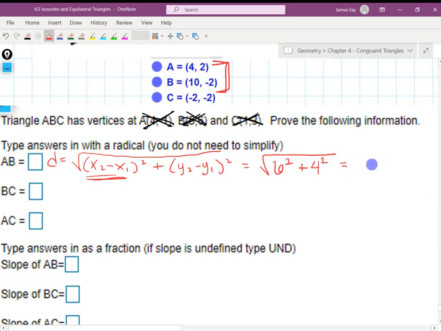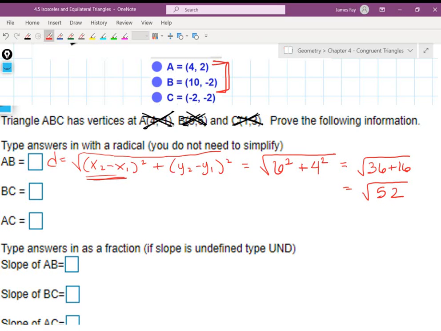So 6 squared is 36. 4 squared is 16. So that is going to give me radical 52. Okay? So that is the length then of A to B.